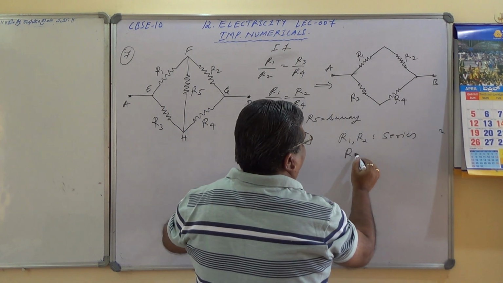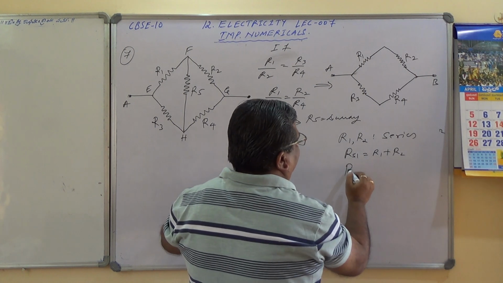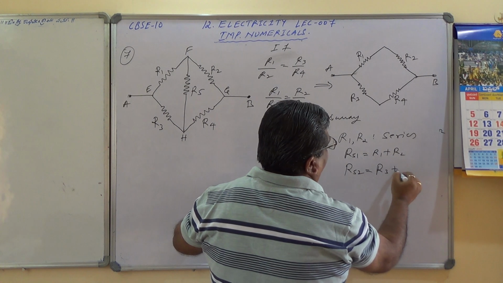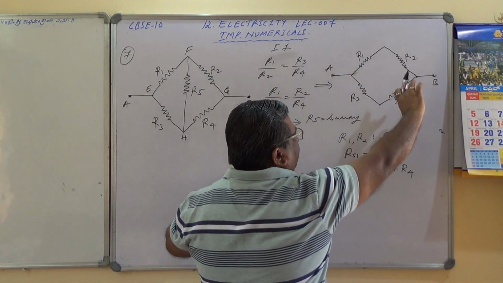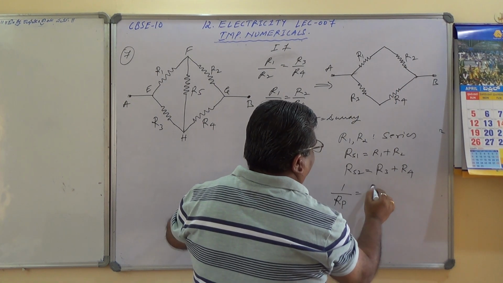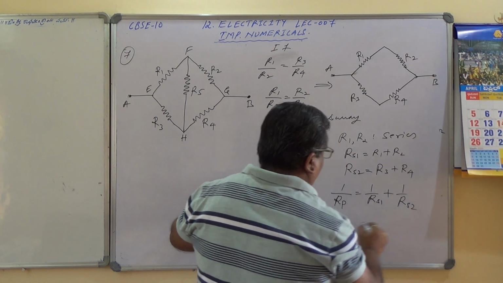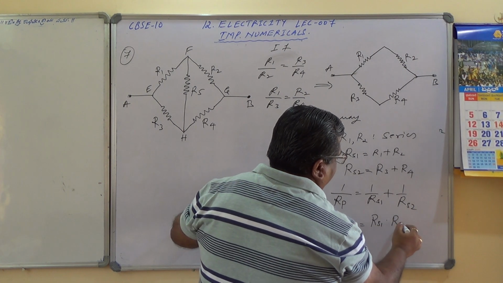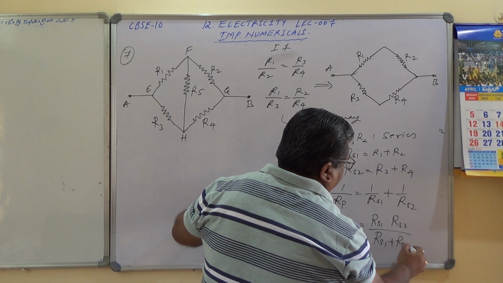Therefore, RS1 equals R1 plus R2. Similarly, RS2 equals R3 plus R4. Effective resistance will be this set and this set in parallel combination. 1 by Rp equals 1 by RS1 plus 1 by RS2, or Rp equals RS1 into RS2 divided by RS1 plus RS2.